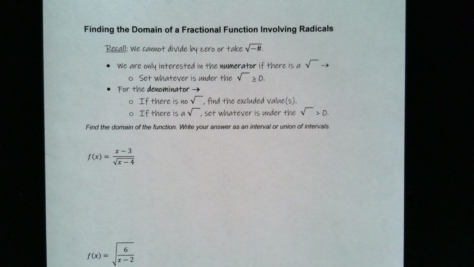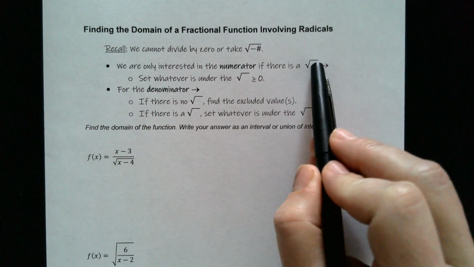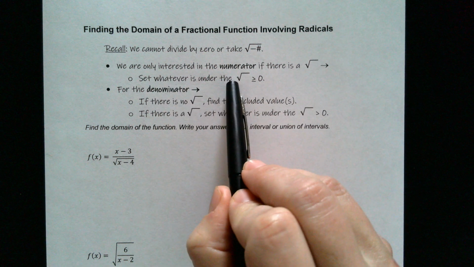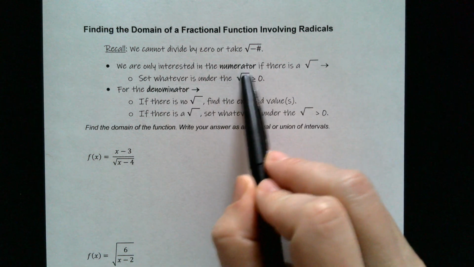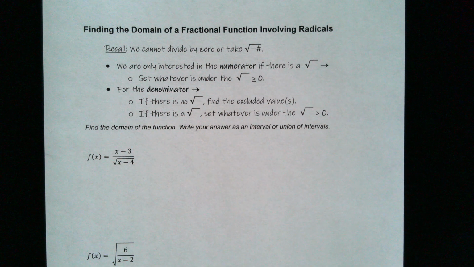Okay, so we're only interested in the numerator if there is a square root. Remember, the numerator is the top. So if there's a square root on the top, in the numerator, then we can set whatever's under the square root greater than or equal to 0. That makes sure that anything that's inside the square root will stay 0 or bigger.